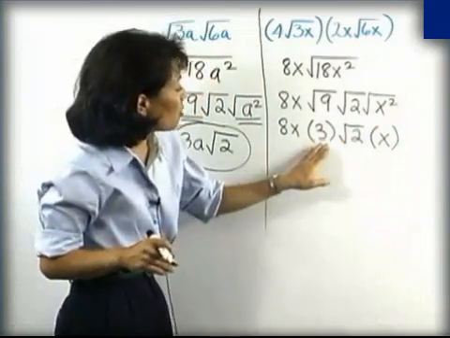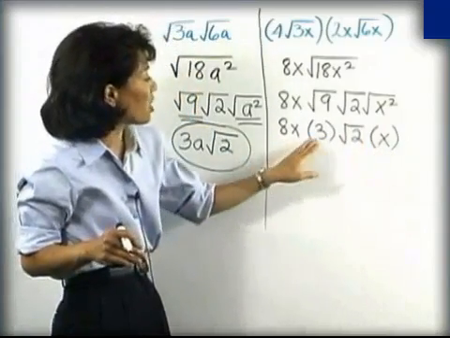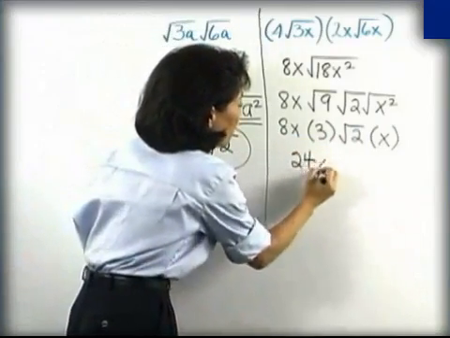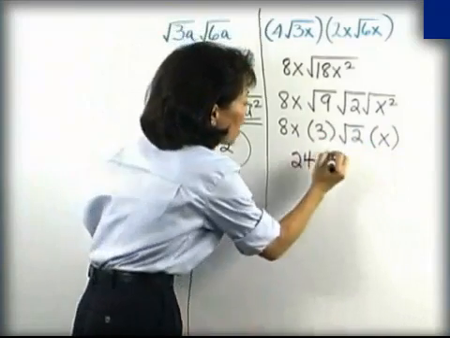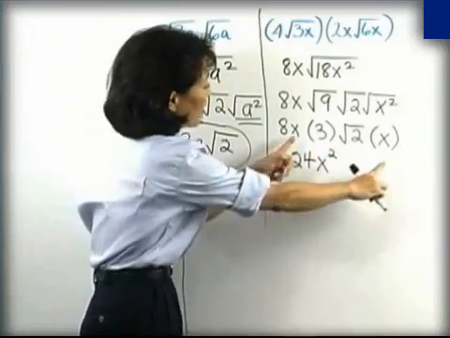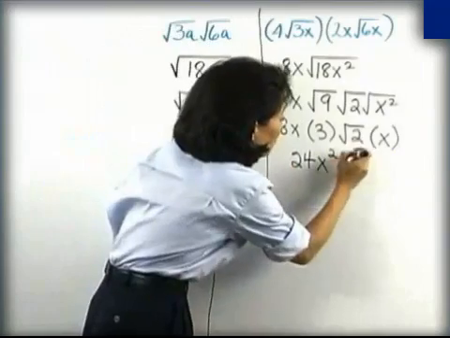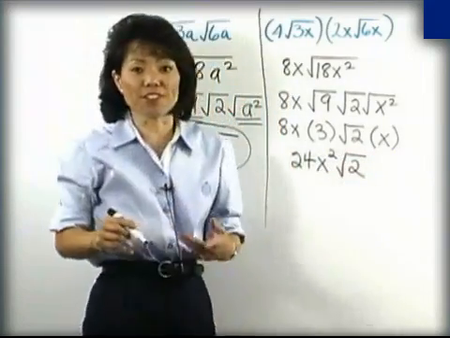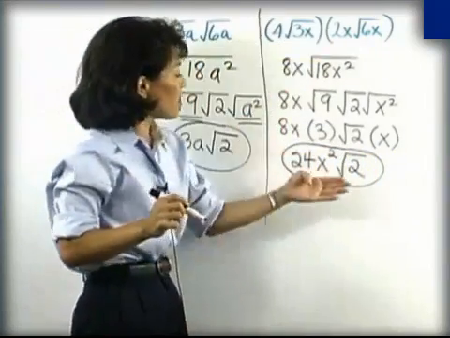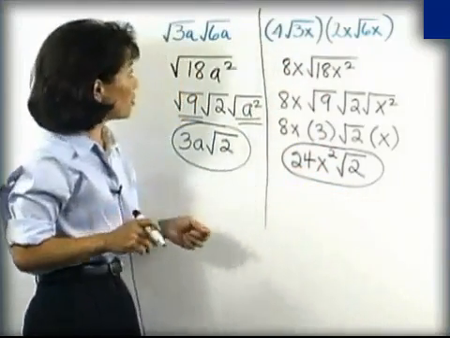Now we can multiply all the terms that are outside the radical sign. So we're going to have 8x times 3, which is 24x, and multiplied by that x at the very end gives me x squared. Again, 3 times 8, 24, x times x, x squared, and again, the 2 must stay under the radical sign. So we can say that this product here simplifies down to 24x squared times the square root of 2.